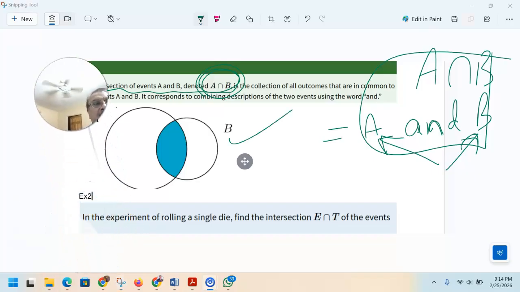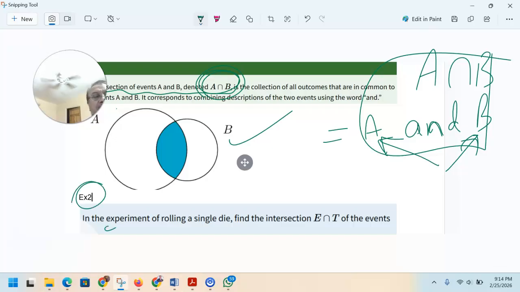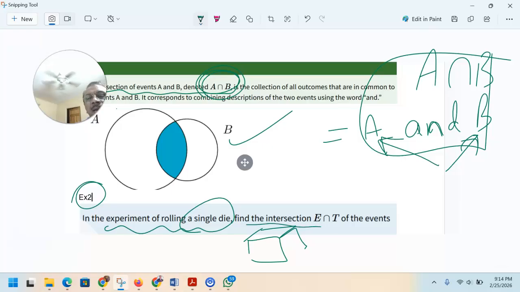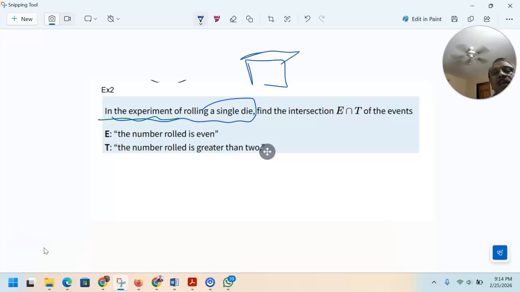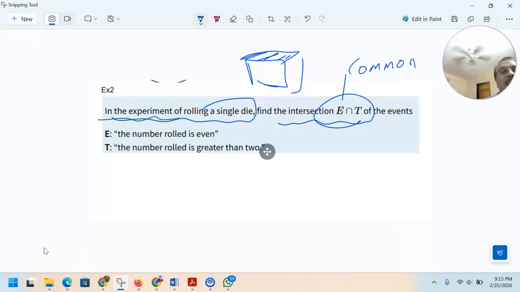And in an experiment, question number 2, you roll a die, and find the intersection of E and T. Okay, I think I have to go back to the problem. So it says in an event, in a single die, you already know this has to be 1, 2, 3, 4, 5, 6. Find the intersection. What is common for both? Now E is rolled, right? So what does E stand for? The even number. I think we already did.